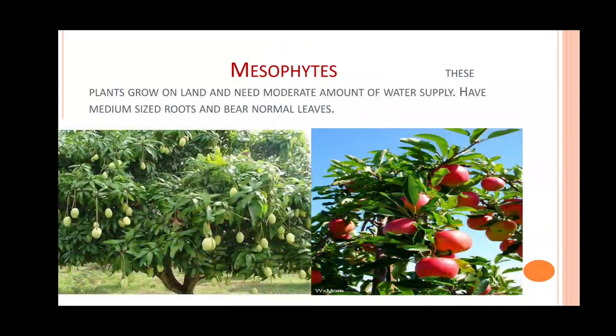Next is your mesophytes. Dear students, these plants grow on land and they need a moderate amount of water for their survival. They have medium-sized roots and bear normal green leaves. Examples can be your mango, apple, banyan, etc. These plants require a moderate amount of water for their survival.